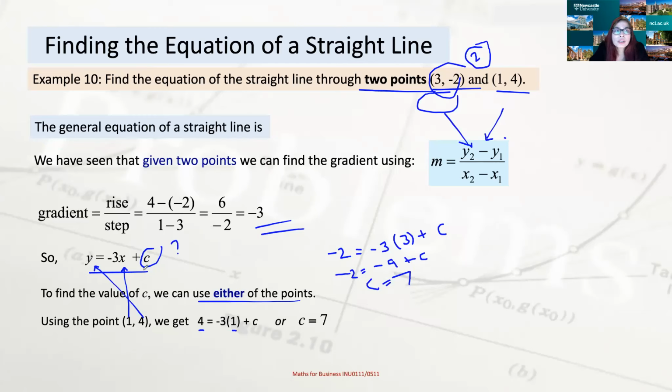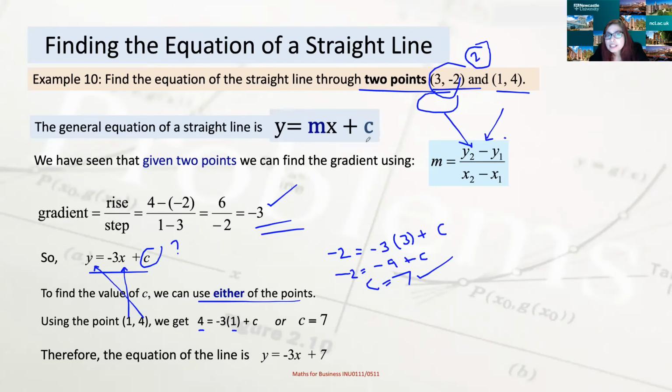Now, what will you do? You found m, you found c. You can put that in your general equation. m is equal to minus 3, put the m value here, and c is equal to 7, put the c value there. And you get your equation for the line. So that's your second method. Now the final, third method for finding the equation of the straight line.